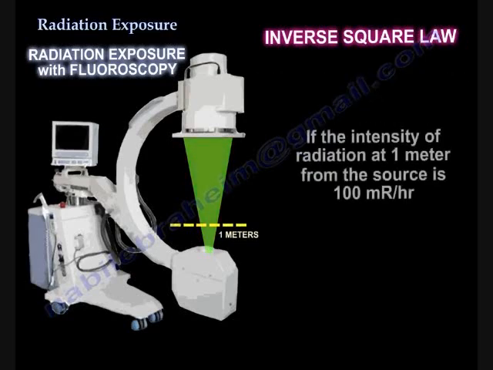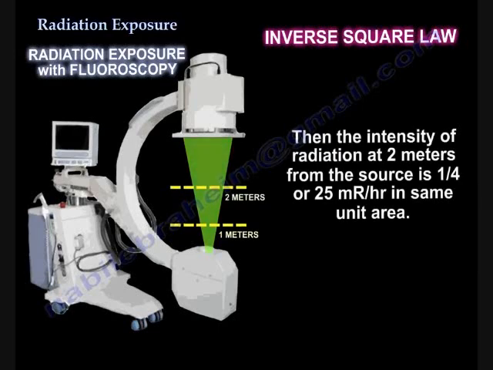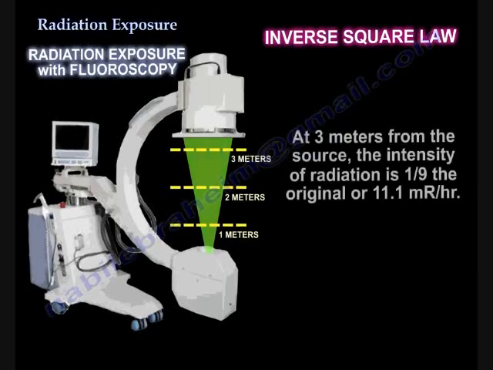If the intensity of radiation at 1 meter from the source is 100 milliroentgen per hour, then the intensity of radiation at 2 meters from the source is 1/4, or 25 milliroentgen per hour in the same unit area. At 3 meters from the source, the intensity of radiation is 1/9 the original, or 11.1 milliroentgen per hour.